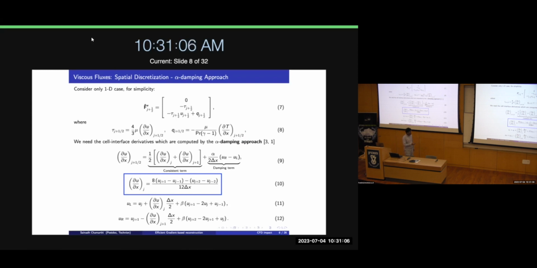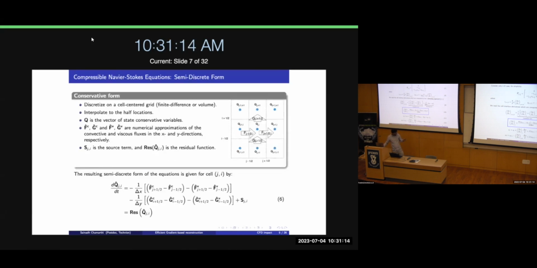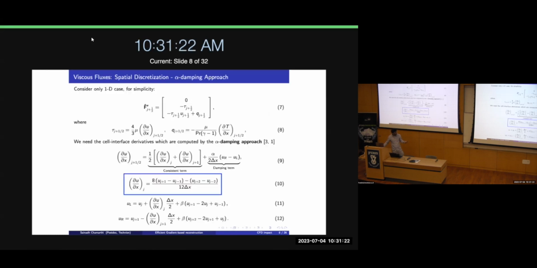It has two parts: the consistent term and the damping term. The consistent term is like you have the gradient at this particular cell, and you have a gradient at this particular cell. You take an average, that is dou by dou x at j and dou by dou x at j plus half. And then you have what is called a damping term, which is given by u right and u left. And this alpha is a free parameter that will decide your spectral properties, your order of accuracy, and so forth.